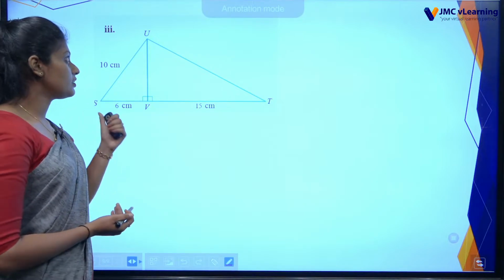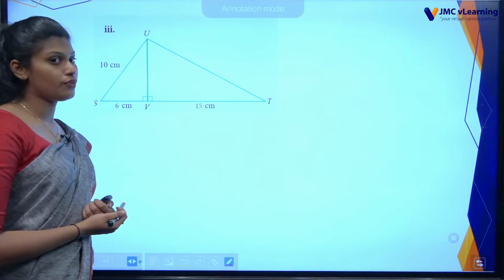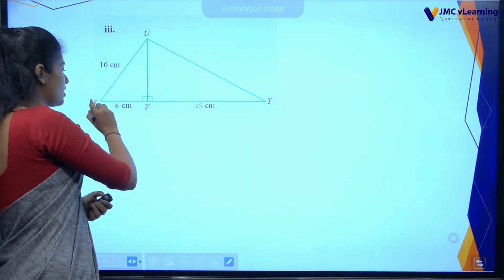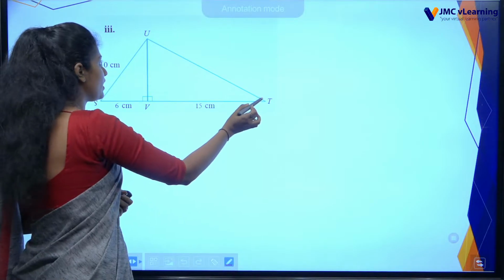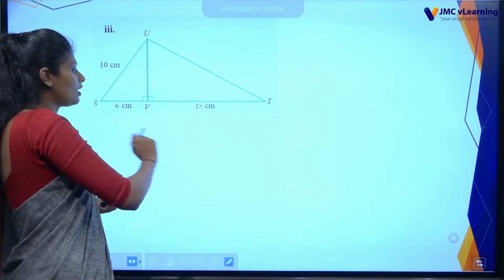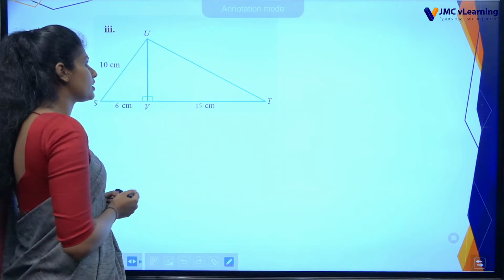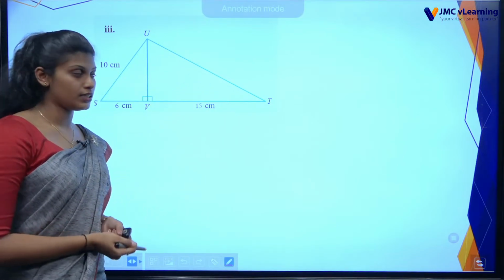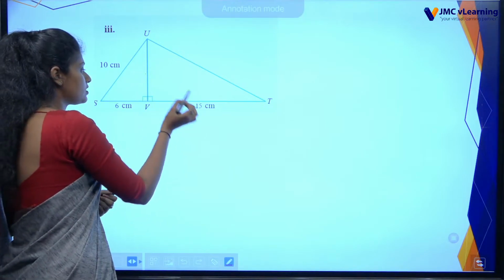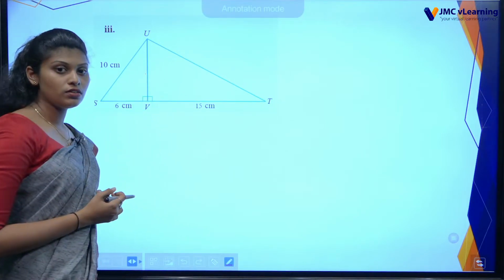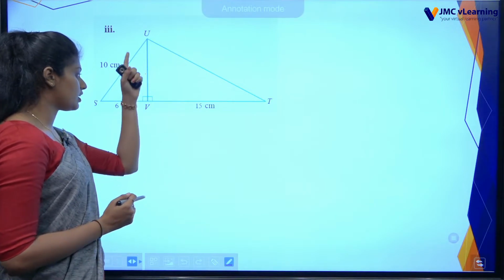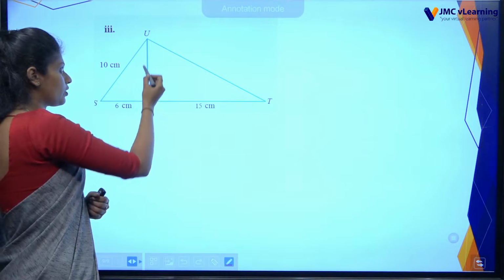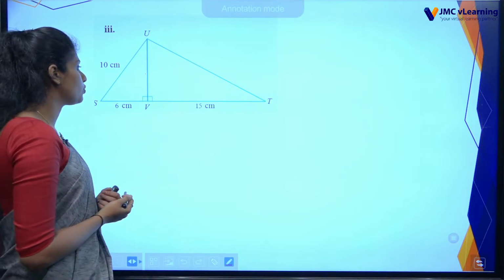Now let's find the perimeter of this figure. What sides do you have to add to find the perimeter of this figure? US, SV, VT and TU. All other lengths are given, we have to find the length of UT. To find the length of UT, we have to know the length of these two. This one we don't know. How can you find the length of UV? By using these two lengths, you can find the length of UV.